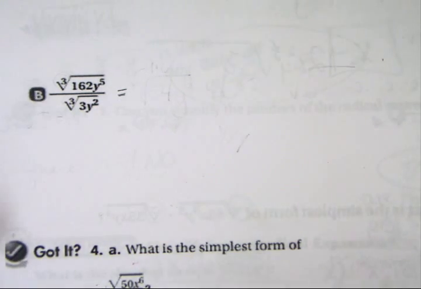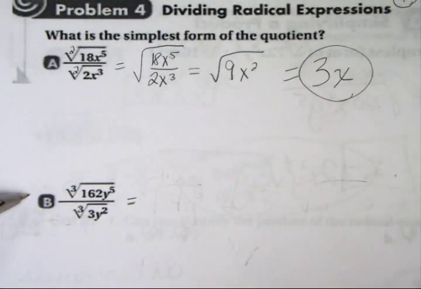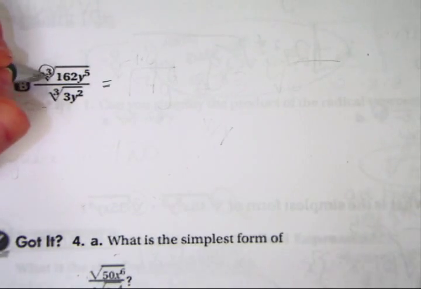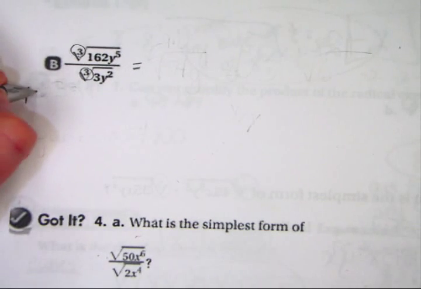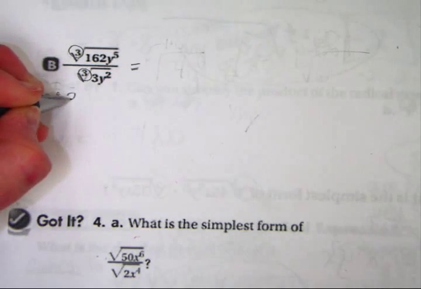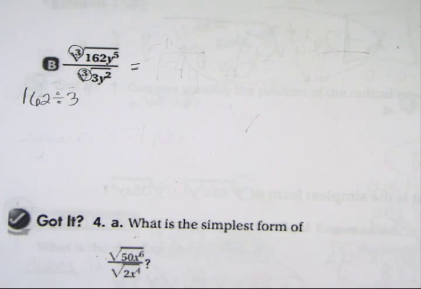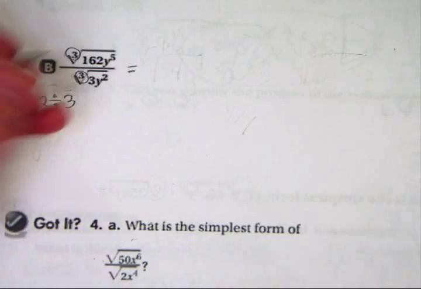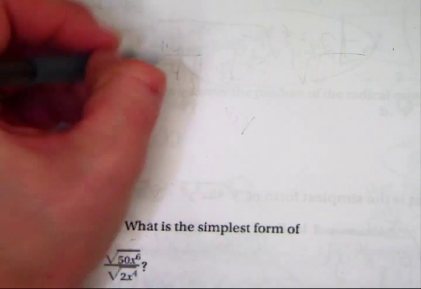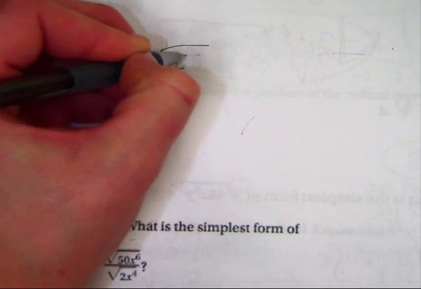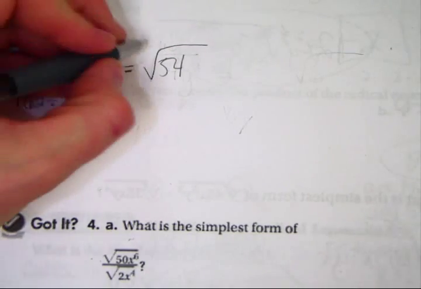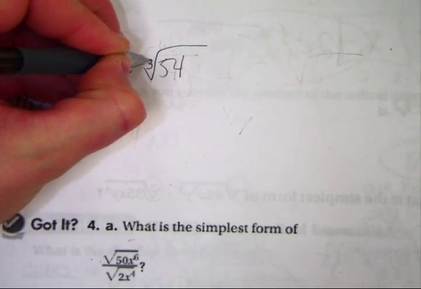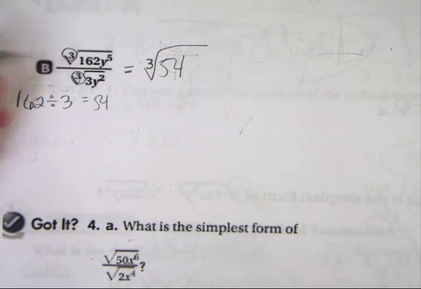In problem 4 part B, we're going to do the same thing. Check if the indexes match. They do. So we're going to see, can I do 162 divided by 3? Well, 162 divided by 3 is 54. So I'm going to have 54 on the inside. Now I did this whole problem and I made a really big mistake. I forgot to keep my index of 3. So don't forget to carry your index over.